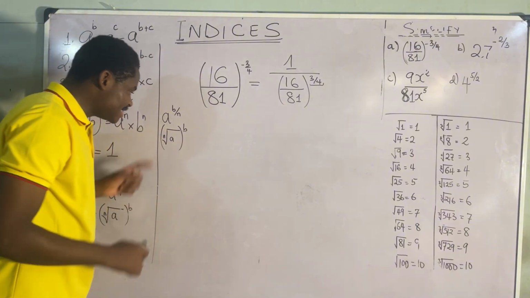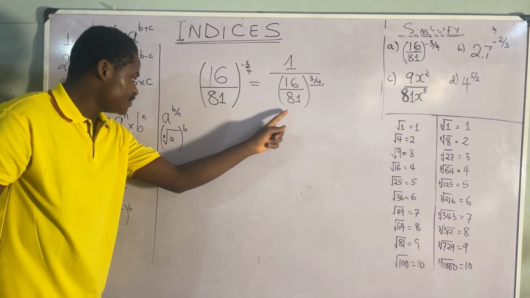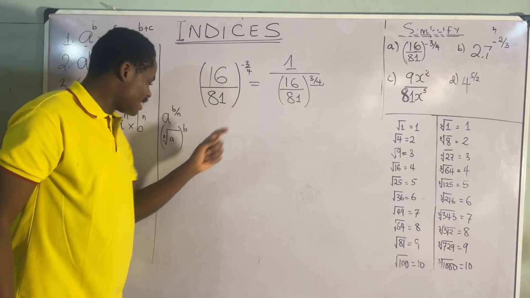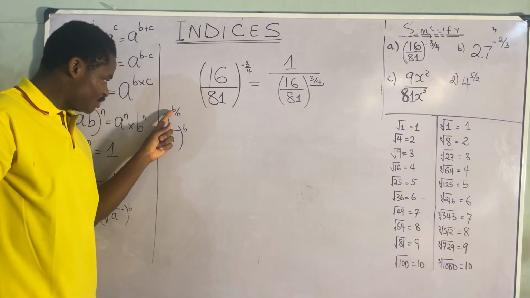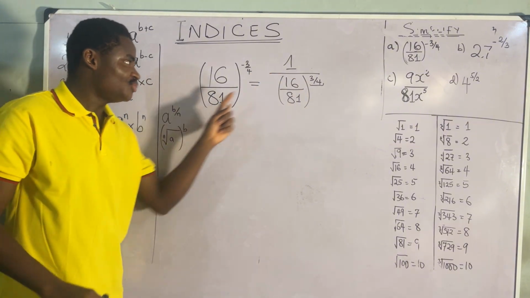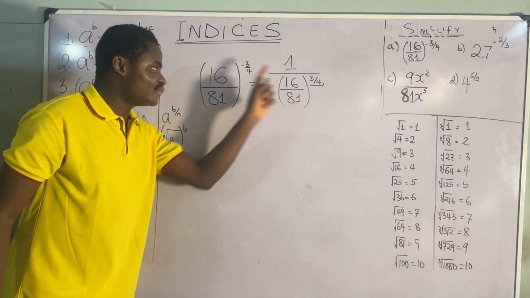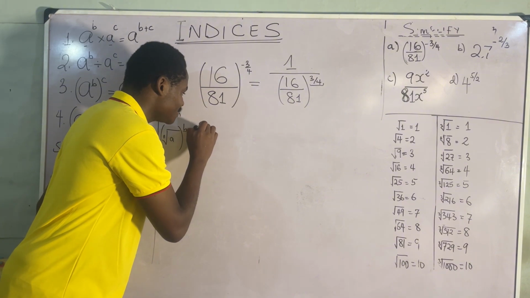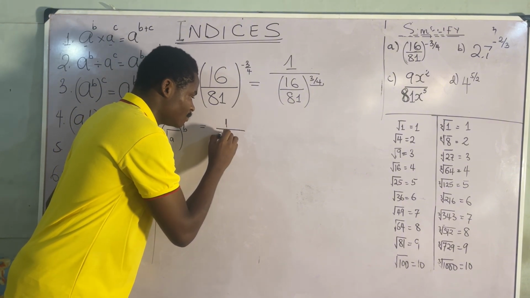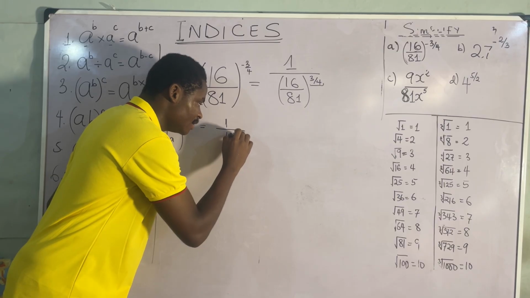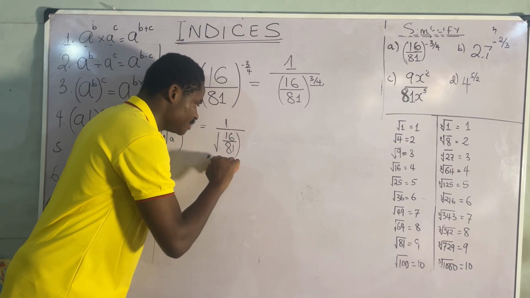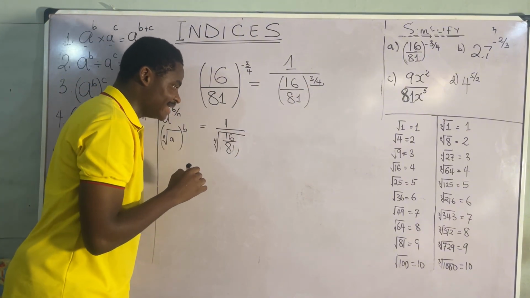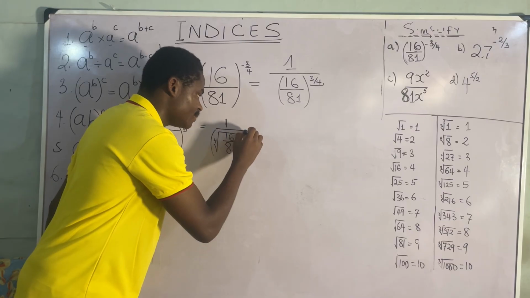What do I mean? In this case, our A is everything that we see in the bracket, 16 over 81. Our B is 3. Our N is 4 because B over N is 3 over 4. So anywhere you see B, you replace it with 3. Anywhere you see N, you replace it with 4. Anywhere you see A, replace it with 16 over 81. So you have something that looks like this: 1 over 16 over 81, all of these, so let me remove this bracket so it makes it easier. So the root is the fourth root, and then all of these here raised to power 3.